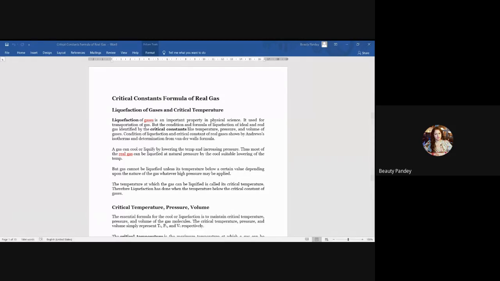So now these are the last few topics of this. Okay, so where was I? So now we have to find the critical constants. So what are the critical constants? We are talking so much about critical constants.